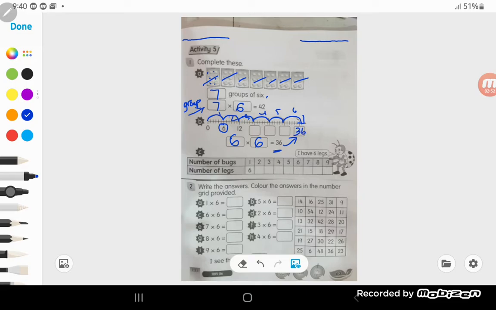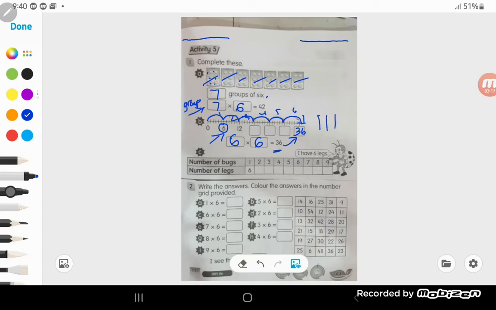Okay, this one is the 66. What is the number here? For this one, that means times 6. If you don't know, you can add 6, 6, 6, 6, 6, like that. Because this one is about what I told you: multiplication is about repeated addition. If you don't know, you can draw like this.